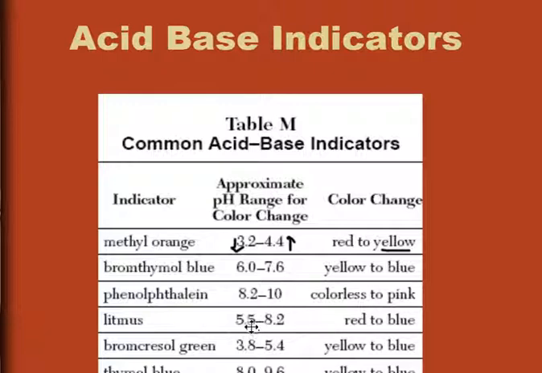Litmus, if you're 5.5 or lower, you'll be red. If you're 8.2 or higher, you'll be blue. Bromcresol green, 3.8 or lower, yellow, 5.4 or higher, blue. So the idea is that if you're at the number on the left or lower, you're the color on the left. If you're at the number on the right or higher, you're the color on the right.